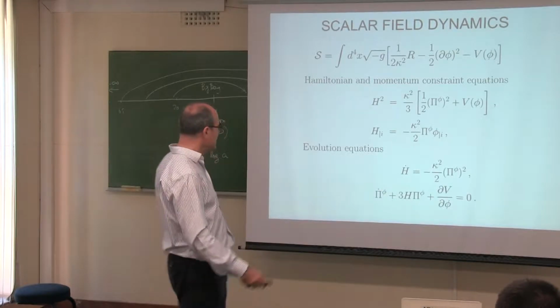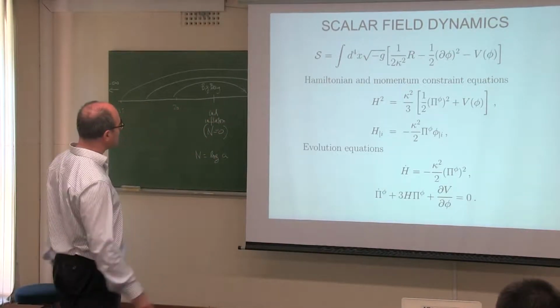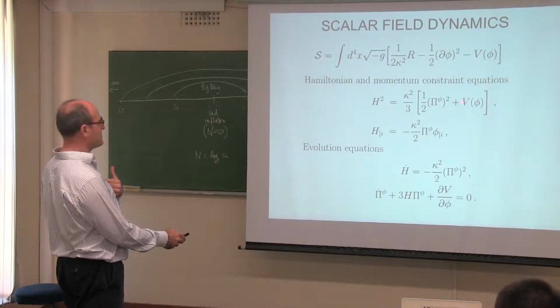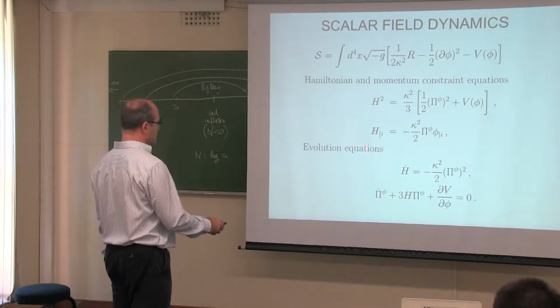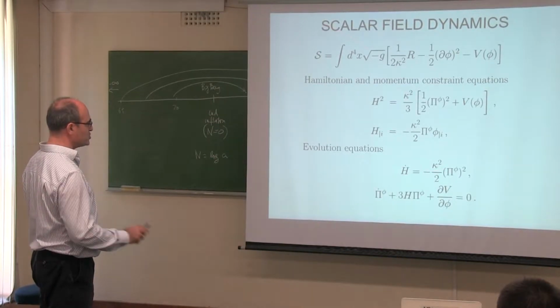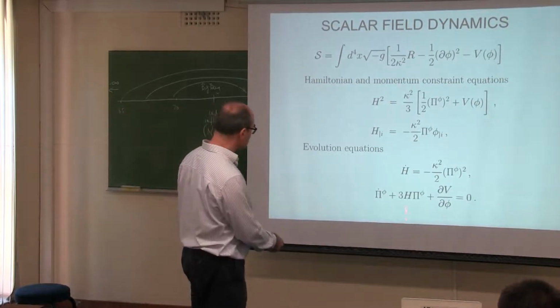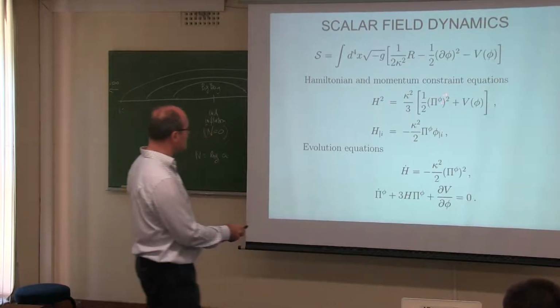Okay? So the only field that we will be dealing with is this effective scalar field, with the potential which is the self-coupling of the field. Okay, you also have the momentum constraint and the evolution equations: how quickly the rate of expansion changes, and the evolution of the scalar field. In final notation, this is the conjugate momentum of the field.